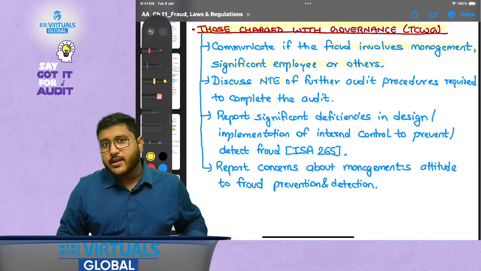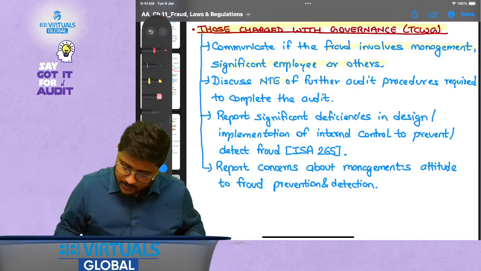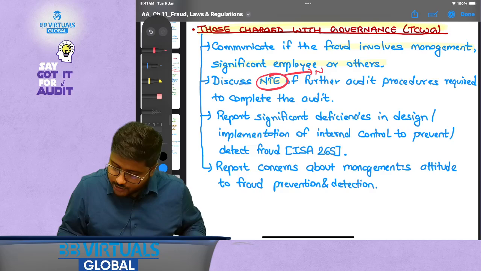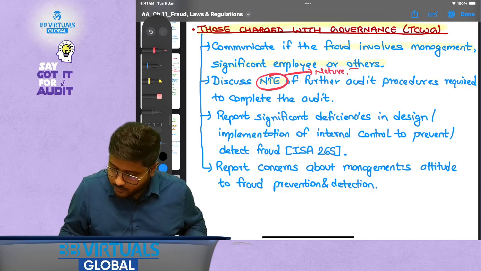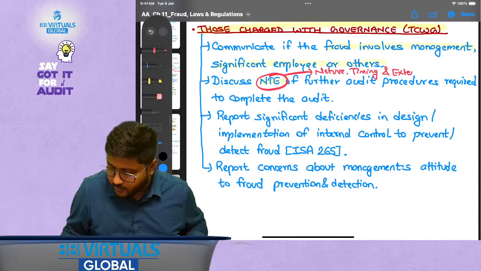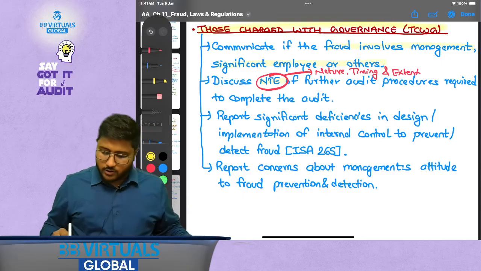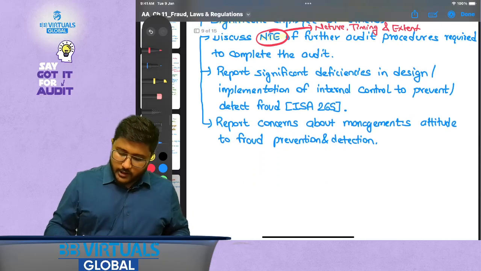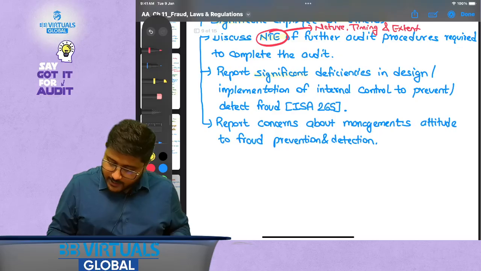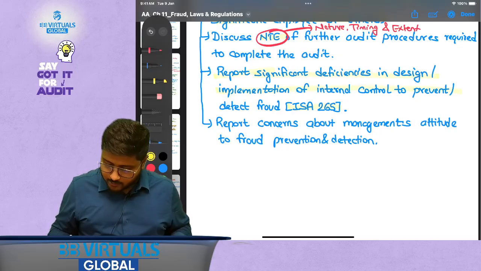Discuss NTE. What is NTE? Nature, timing and extent of further audit procedures required to complete the audit. Report significant deficiencies in design and implementation of internal controls as per ISA 265, and report concerns about management's attitude to fraud prevention and detection.